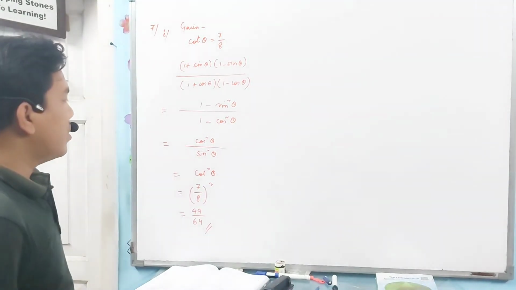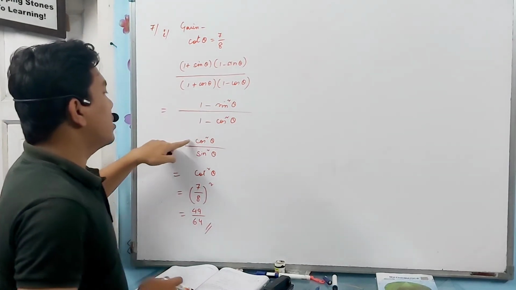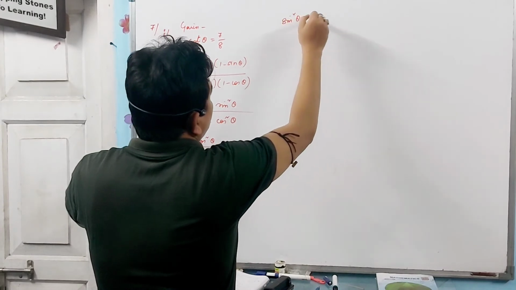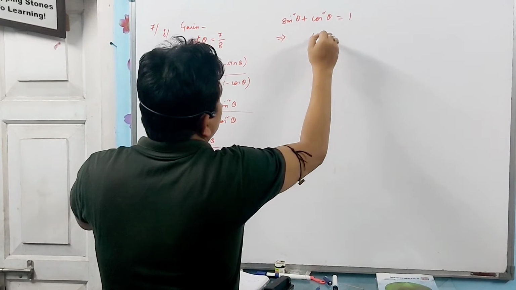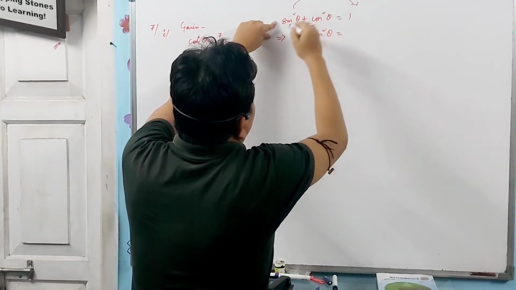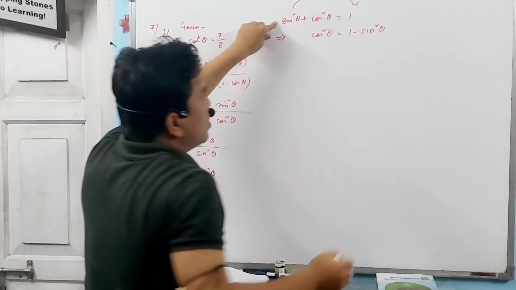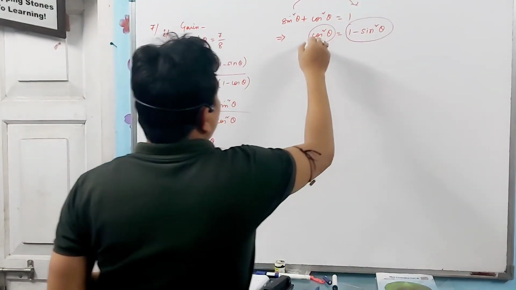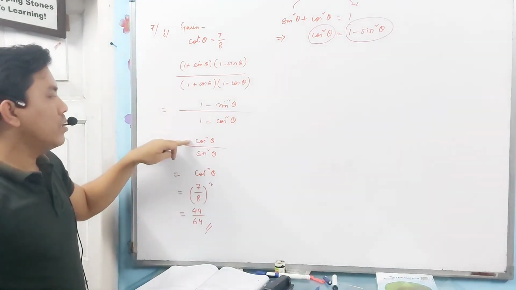Is it clear? Now here we have used some formulas, like how 1 minus sine square became this. Now I told you already, sine square theta plus cos square theta is equal to 1. Now you will understand, if I send the sine square theta to the other side, it will become 1 minus sine square theta, isn't it? So in place of 1 minus sine square theta, we can write cos square theta. See, in place of 1 minus sine square theta, I have written cos square theta.